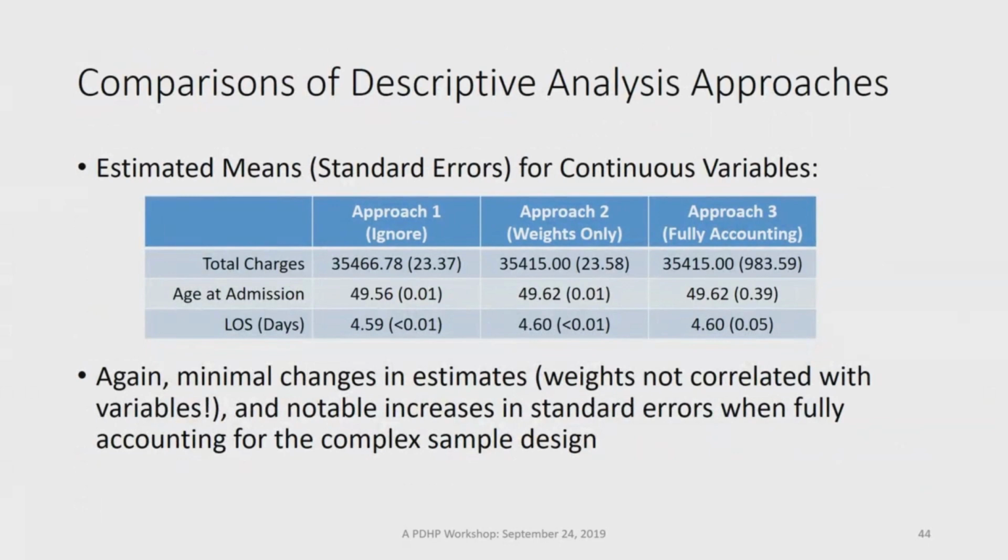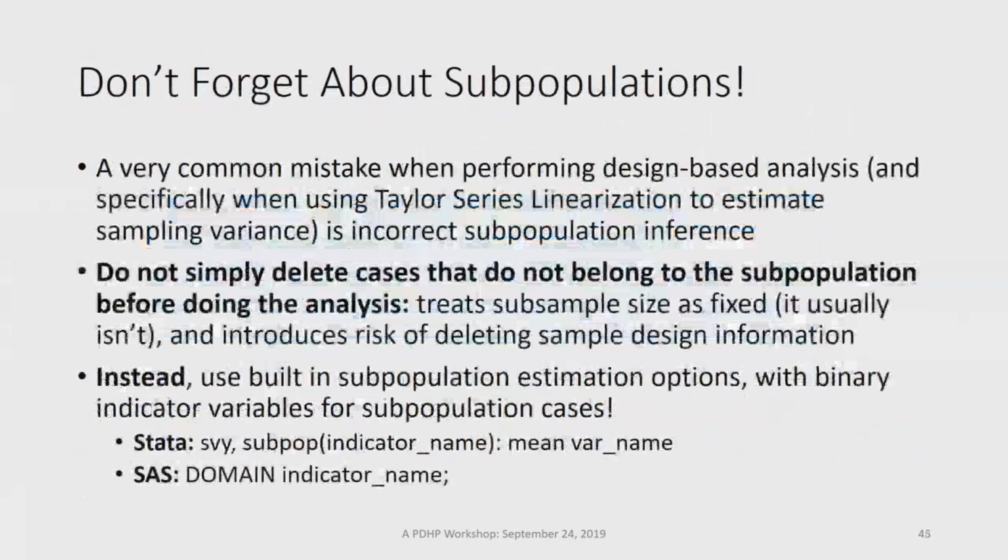More means here in this particular case, same kind of pattern. The weights weren't correlated with these variables, but the standard errors did go up substantially. Look at, for example, age of admission. That standard error went up by about 39 times. So you think about different kinds of estimates, again, the implications of doing this. But weights didn't matter for these particular estimates.